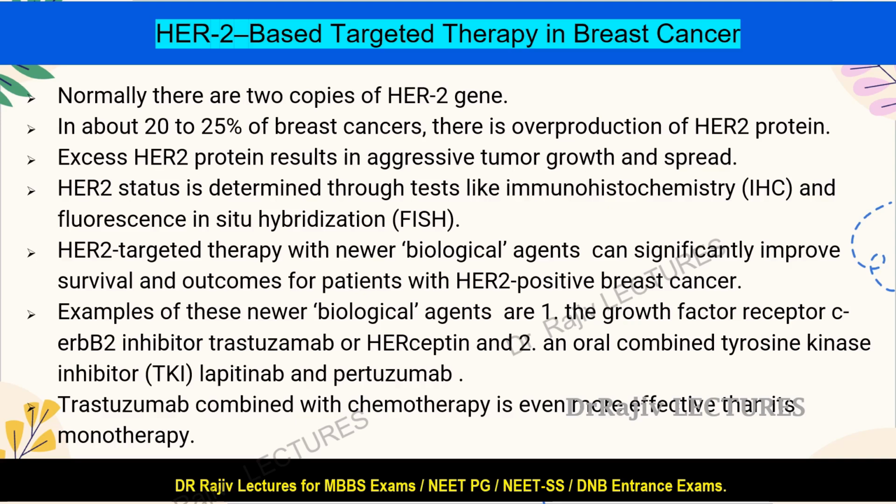HER2 targeted therapy with newer biological agents can significantly improve survival and outcomes for patients with HER2 positive breast cancer. Examples of these newer biological agents are the growth factor receptor HER2 inhibitor trastuzumab or Herceptin, and an oral combined tyrosine kinase inhibitor, TKI, lapatinib, and pertuzumab. Trastuzumab or Herceptin is a humanized recombinant monoclonal antibody that binds to the extracellular domain of the HER2 receptor. It selectively exerts anti-tumor effects in patients with HER2 amplified breast cancer. Trastuzumab combined with chemotherapy is even more effective than its monotherapy.